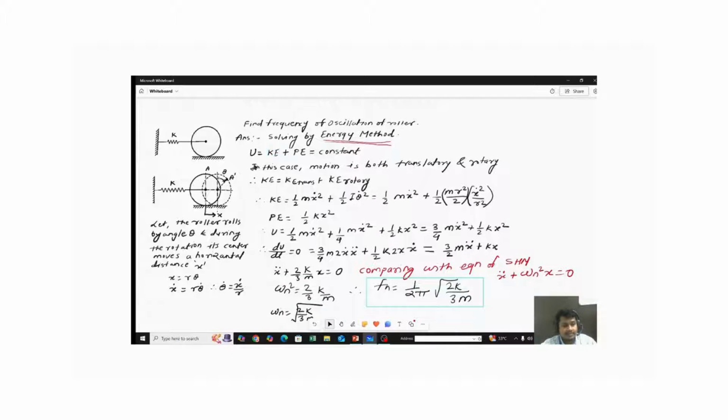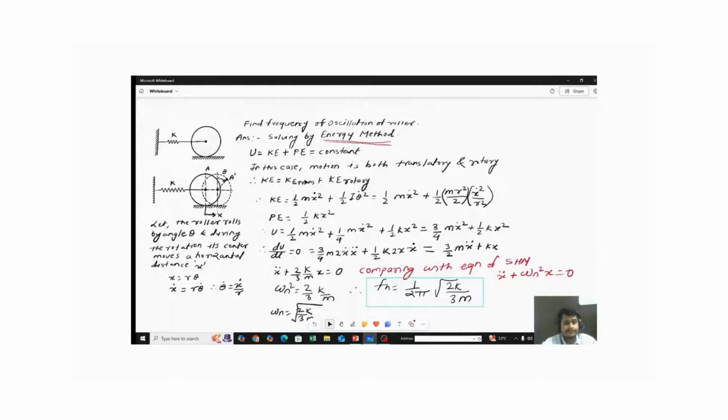We can solve this problem by both methods, that is the equilibrium method as well as the energy method, but by the statement in this example we have to solve this problem by the energy method. So what is that energy method? We know the principle of the energy method: U is nothing but the total energy, and the total energy of the system remains constant. So U is equal to K, that is kinetic energy, plus P, potential energy, is equal to constant.